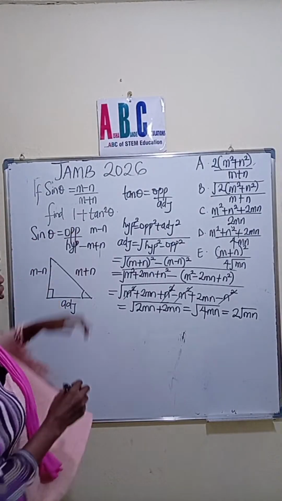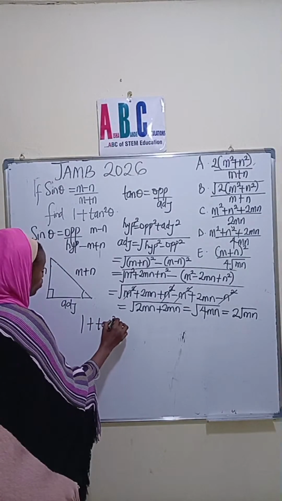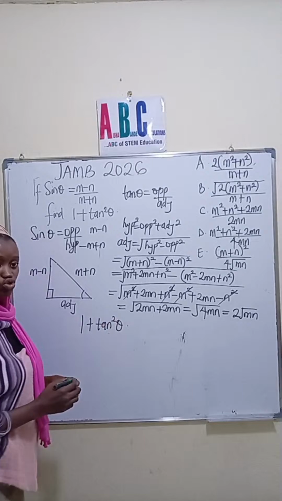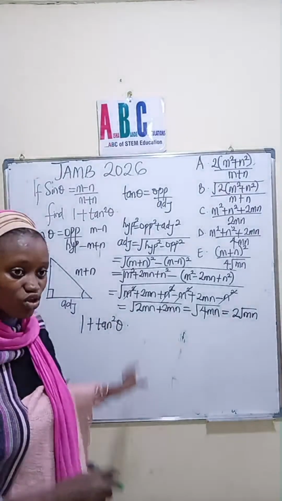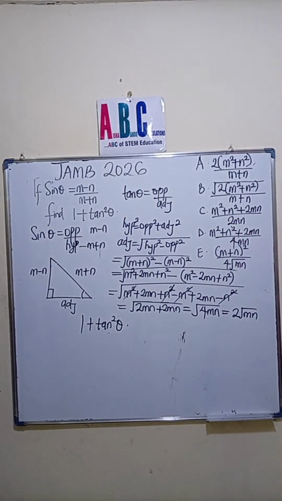So now what I'm looking for is 1 plus tan square theta. I'm going to stop here. I've done 70% of the work. You people should do the remaining 30%.